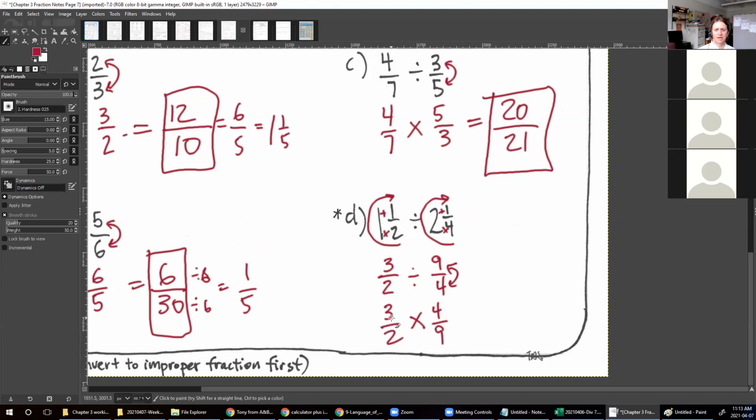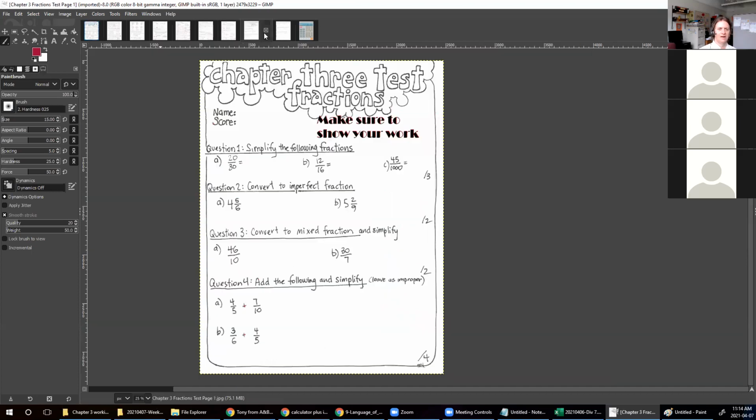It's a fraction times a fraction, so we multiply the tops. 3 times 4 is 12. We multiply the bottoms. 2 times 9, which is 18. And that is not simplified because I could divide that by 6. I think that's what it is. It's 2/3. Same deal. All right.